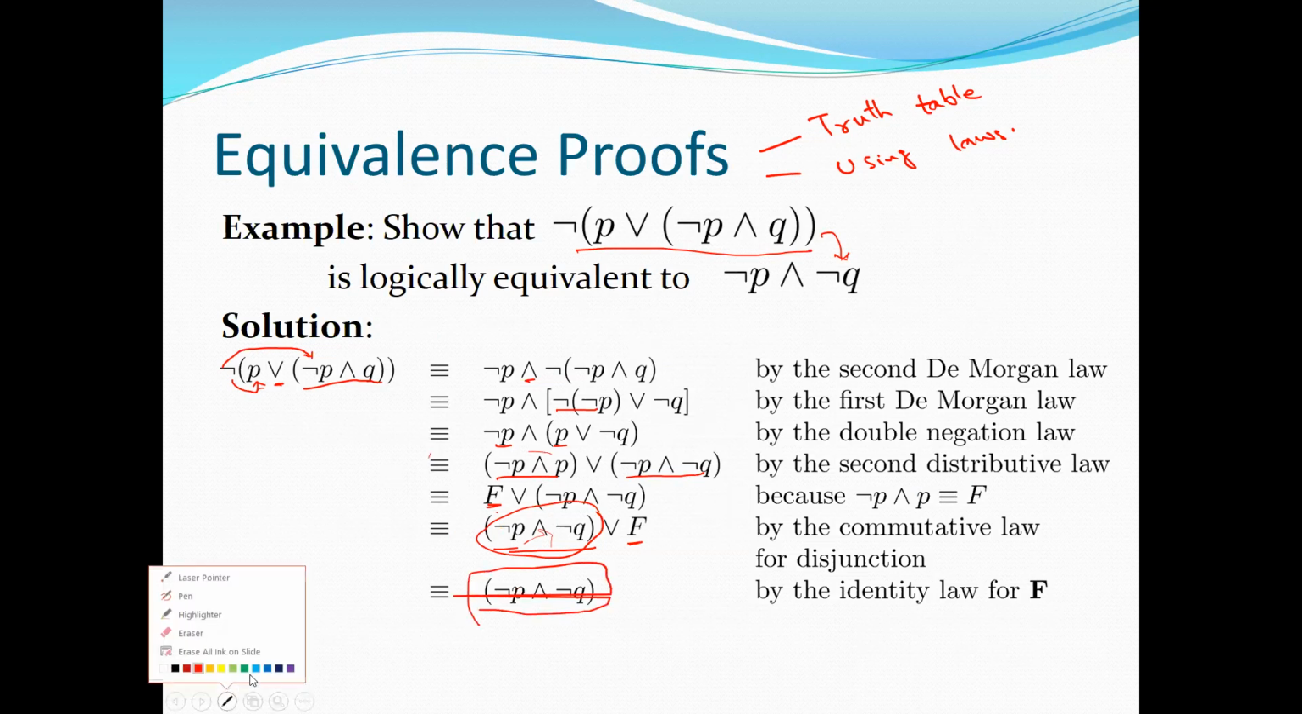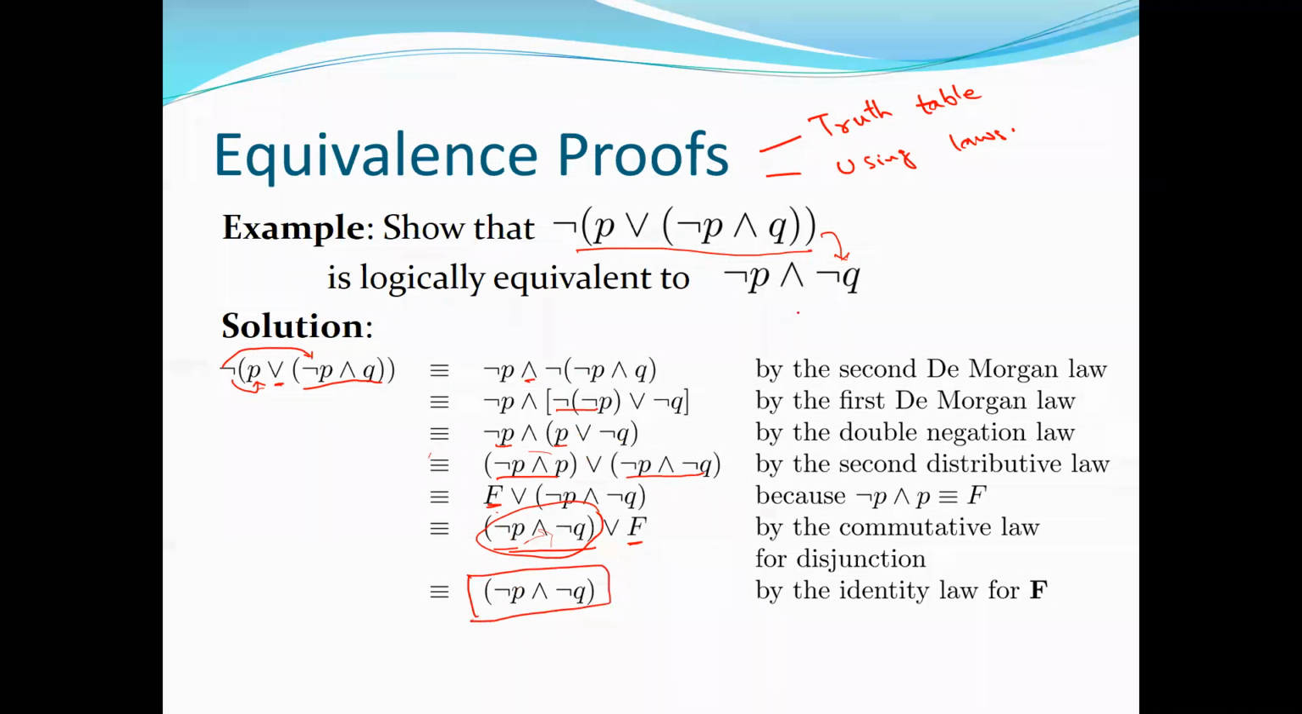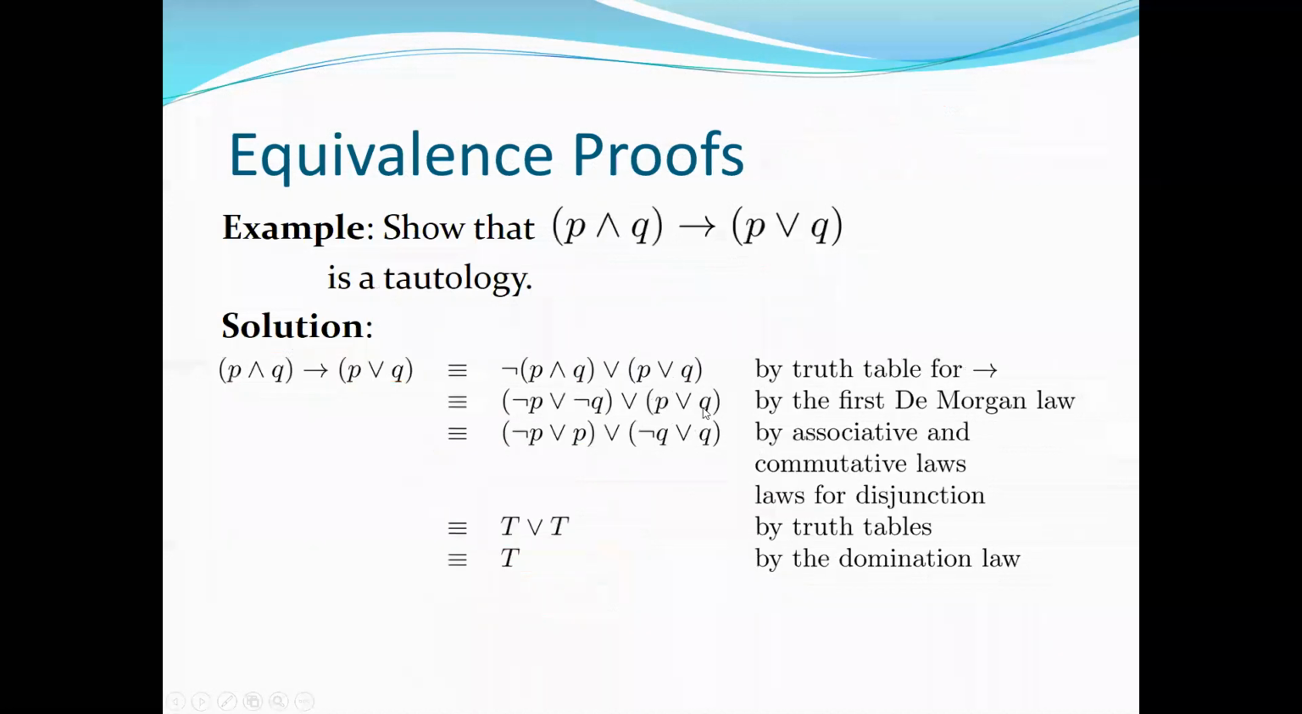Just 1 minute. I don't know why it is messy today. Okay, let me take the pen again. So if this is reduced to this one, and that is equivalent to this, right? So this and this are logically equivalent. This is how we prove it with the help of the laws. You can do the same with the help of the truth tables, and you have to do that as your homework, right? So one more example before moving forward.